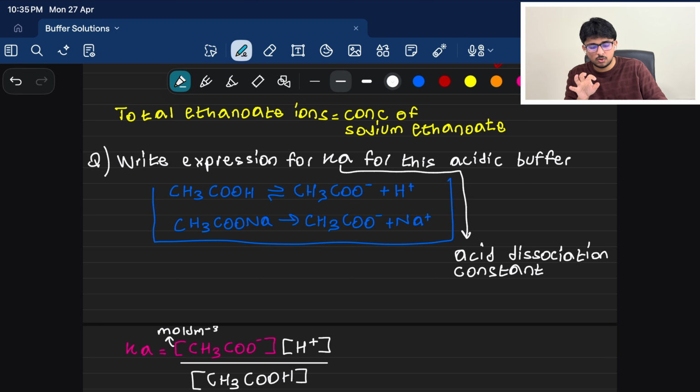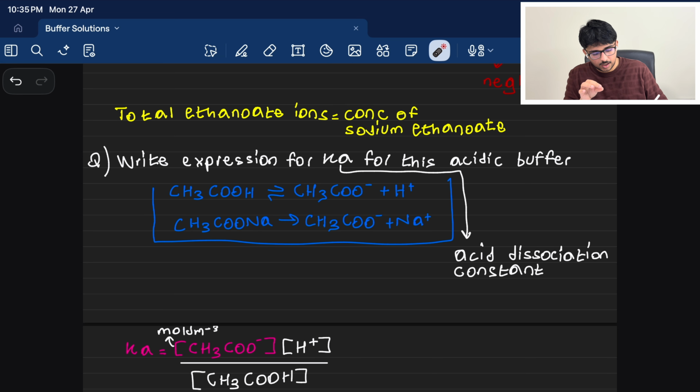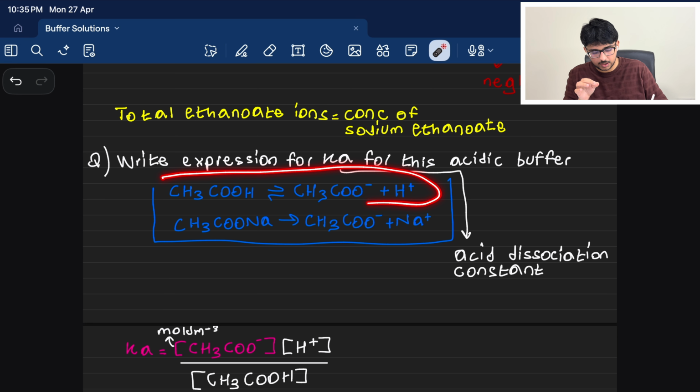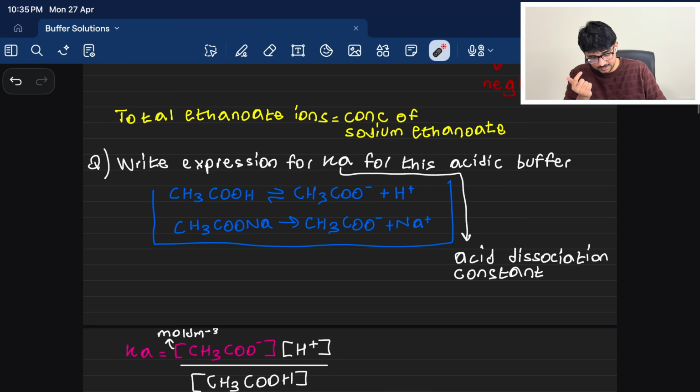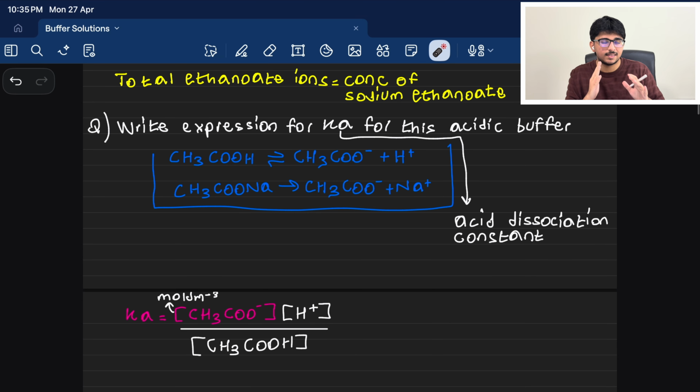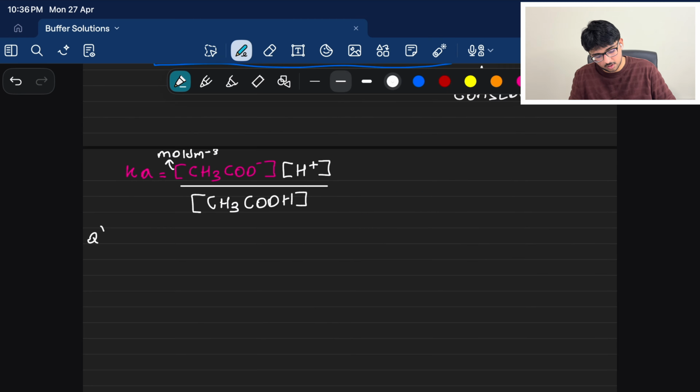CH3COOH. Now, if some students are confused about why I didn't make the Ka equation looking at this, and why I made it only looking at this, it's because Ka is used for weak acids. Is this a weak acid? No. This is a weak acid. So I make it based on this equation. So CH3COO minus times the concentration of the proton, divided by the concentration of the acid. Simple as that.